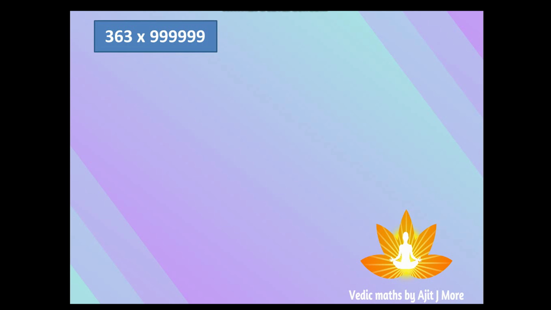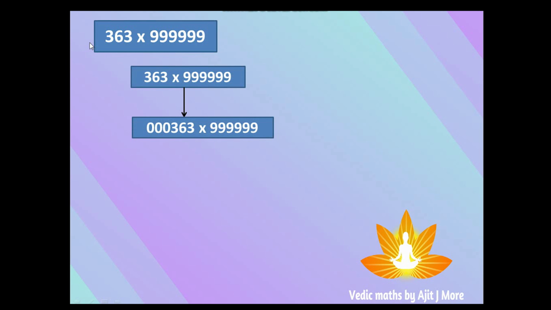Now in this case, can you tell me the number of nines? 6. So we have to prepend 3 zeros to 363. So after the first step, is it right? Okay. Now tell me, your answer is going to be in two parts. First part, it is 1 less than 363. It will be 362, right? And apply your Nikhilam rule, that is all from 9 and last from 10.